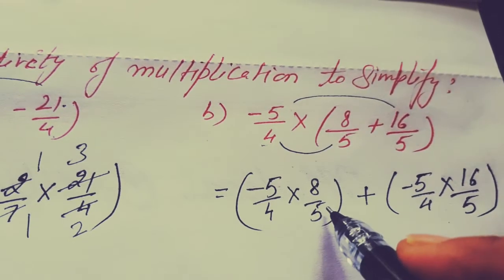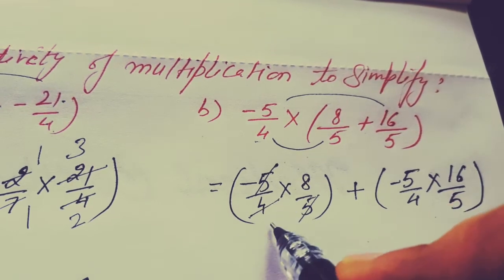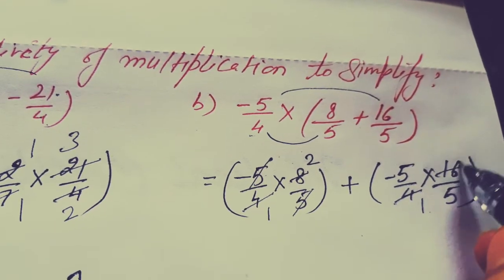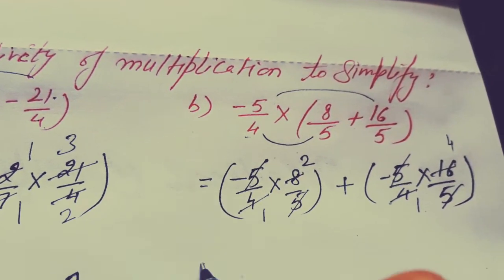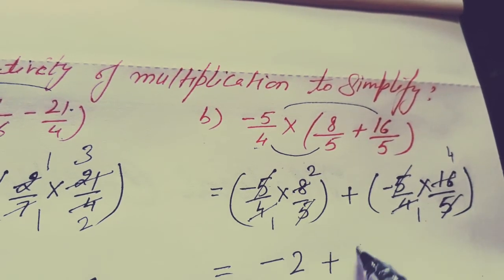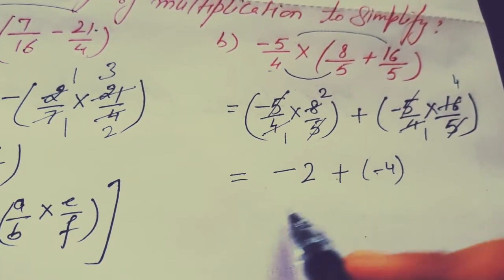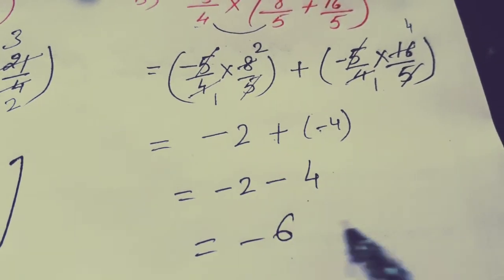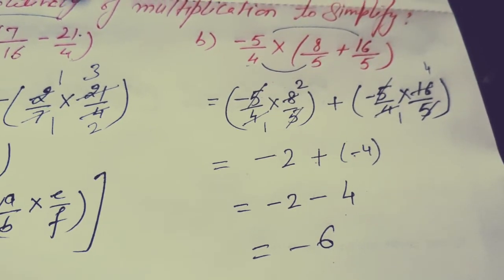Now we will cancel out the terms which can cancel out. 5 will cancel out with each other. 4 1s are 4, 4 2s are 8. Here also the same, 4 1s are 4, 4 4s are 16, and 5 and 5 will cancel out with each other. So here it will become minus 2 plus minus 4. So plus minus minus, it will become minus 2 minus 4, that will be minus 6. So that will be your answer. I hope you understand the simplification.